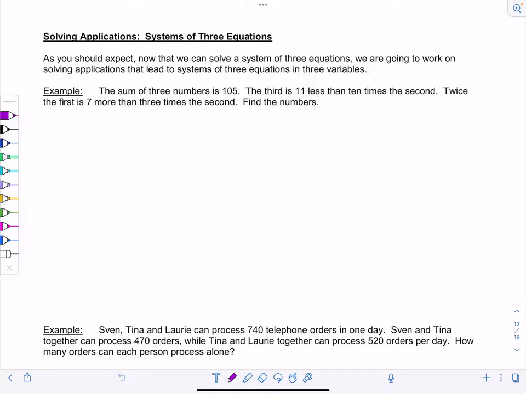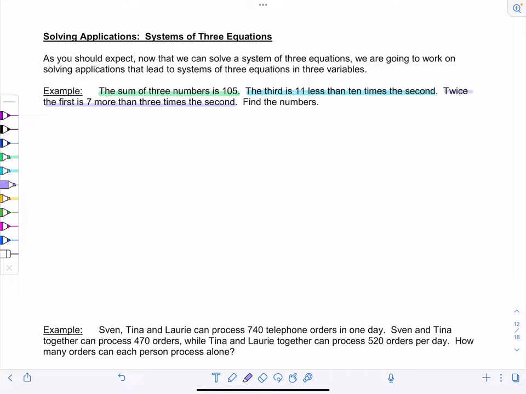First example, the sum of three numbers is 105. The third is 11 less than 10 times the second, and twice the first is 7 more than 3 times the second. Find the numbers. So keep in mind, when you have three unknowns, you need three equations in order to find a unique solution. So let's see if we can squeeze three equations out of the information that was given to us. And we also have to introduce some notation.